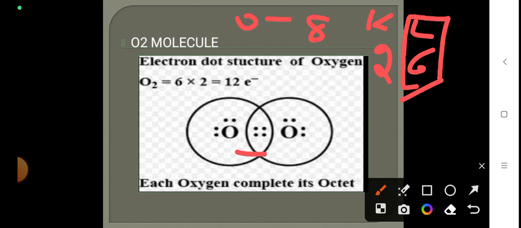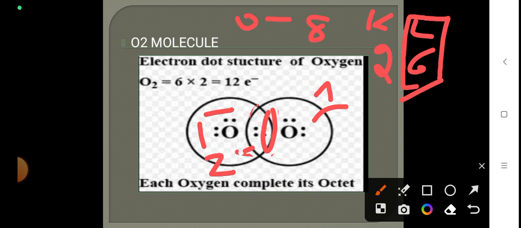So here observe. As I already wrote, 6 electrons: 1, 2, 3, 4, 5, 6. And these 2 electrons are being shared by the adjacent oxygen. So that's the reason how covalent bonds are formed between two oxygen atoms. These are the two electrons shared by oxygen number 1, and these are the two shared by oxygen number 2, if I just name them like that.